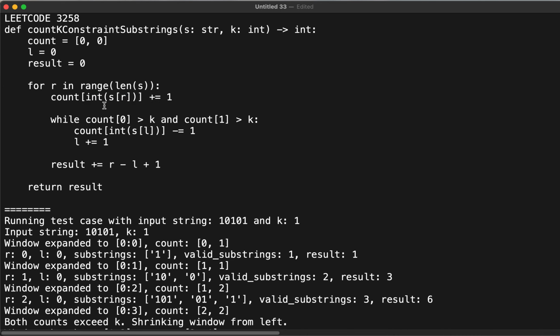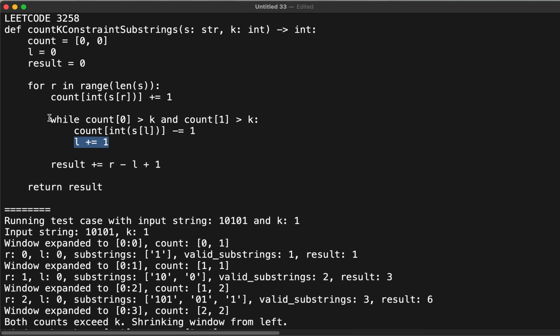You increment that, and then you check the condition: while count 0 is greater than k, and this is critical, this is what makes that 101 a valid string, and count 1 is greater than k. Then basically you reduce the count at the L-th position, the beginning of the window, whether it is 0 or 1, and then you increment the left.